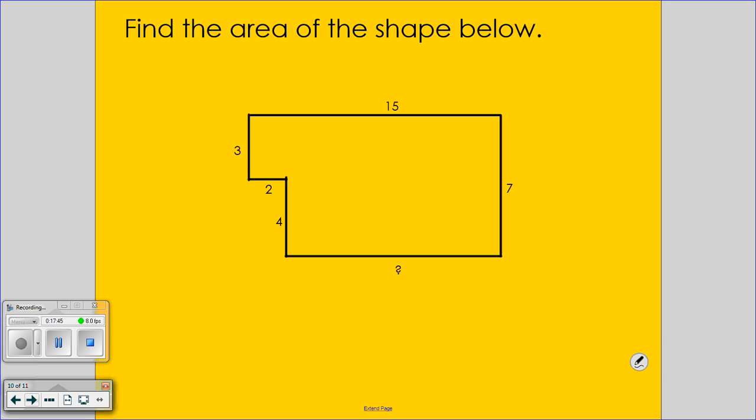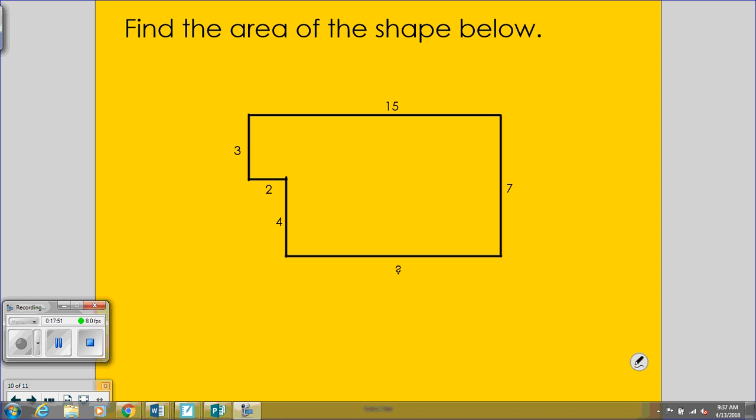If you need to come down to just write the dimensions, that's fine, but you don't need to live down here to solve the problem. Figure out, where is my missing side? Oh yeah, it's right here.